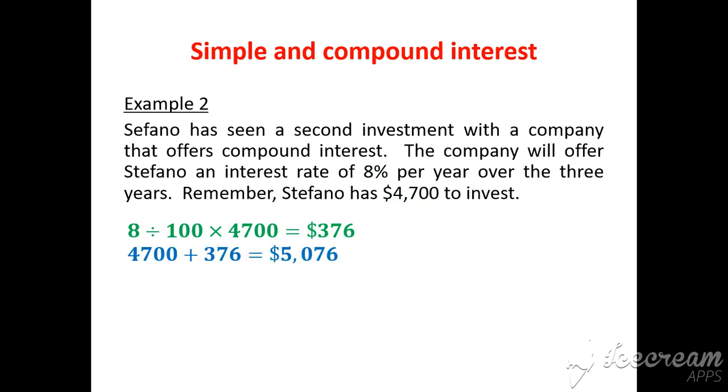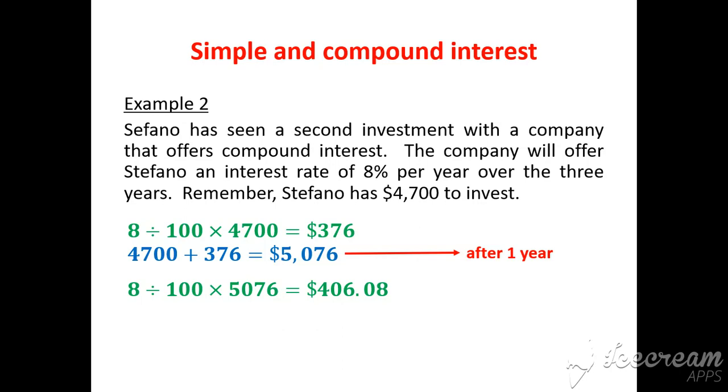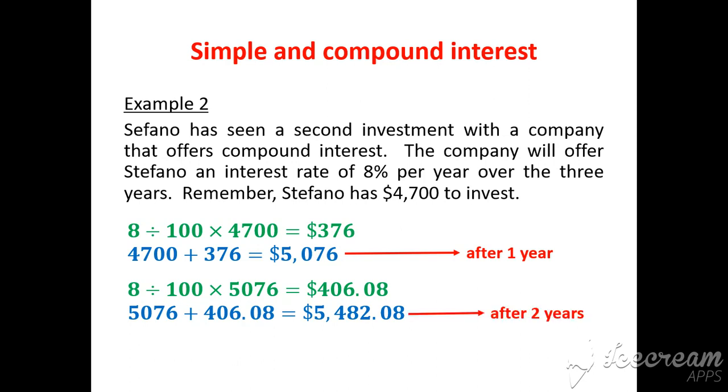So after 1 year, 4,700 plus 376 gives us $5,076. Now, what we're going to do now is work out 8% of the new amount. So 8% of 5,076. That gives us $406.08. Now, if we add that on to the 5,076, our new amount gives us $5,482.08. That's after 2 years. Remember, he's getting 8% of the current amount or the new amount every year.